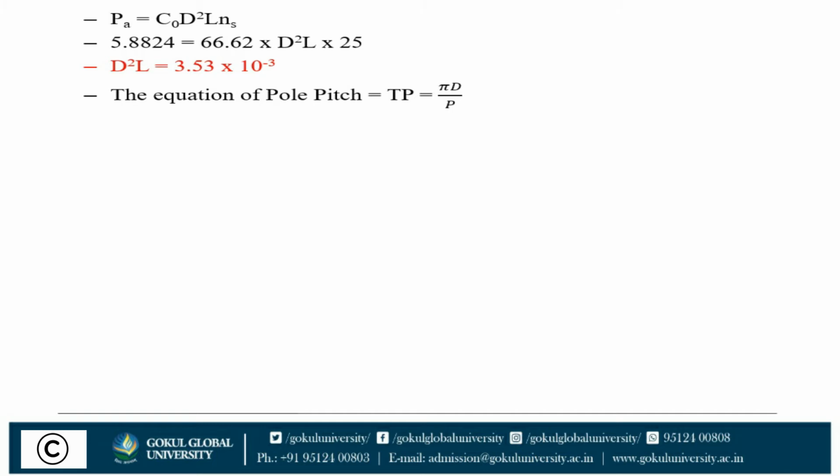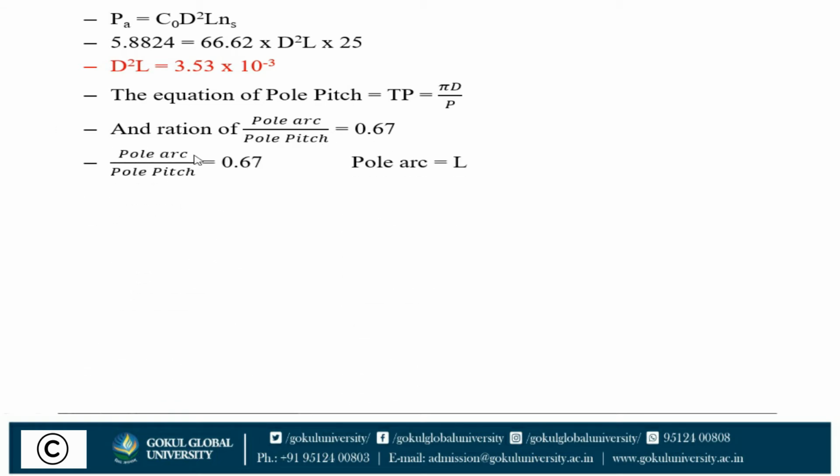So let's go to the next step. The equation of pole pitch is TP is equal to pi D by P, and the ratio of pole arc divided by pole pitch is equal to 0.67. It is given in your data. Pole arc is equal to L, so L divided by TP is equal to 0.67. What is the equation of TP? TP is equal to pi D by P. So put the value of TP in this equation: L divided by pi D by P is equal to 0.67. So the formula is LP divided by pi D is equal to 0.67.